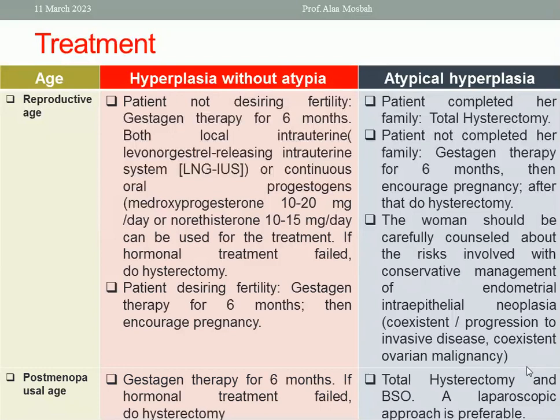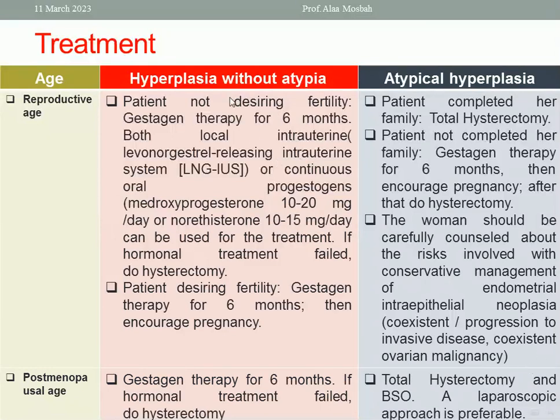Gestagen therapy is given for 6 months, as I mentioned before, through Mirena or levonorgestrel releasing intrauterine system, or the alternative, which is oral progestogen, as previously mentioned. Then encourage pregnancy. So you should do management first for endometrial hyperplasia to regress it. Also, you should know that endometrial hyperplasia is not a site suitable for implantation. So you are managing endometrial hyperplasia first for 6 months, then encourage pregnancy. Okay?